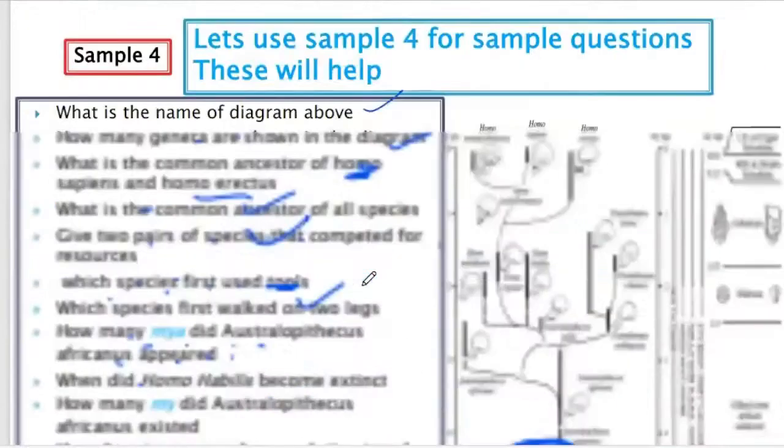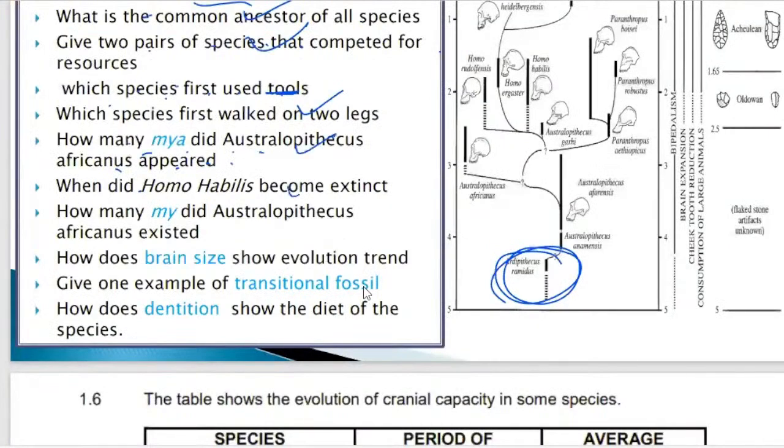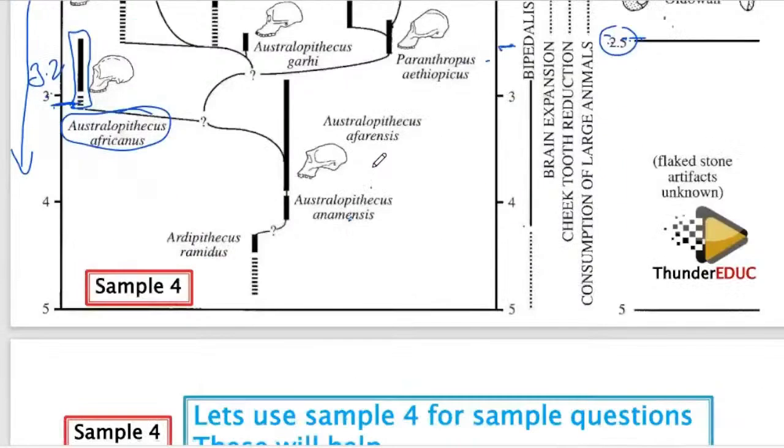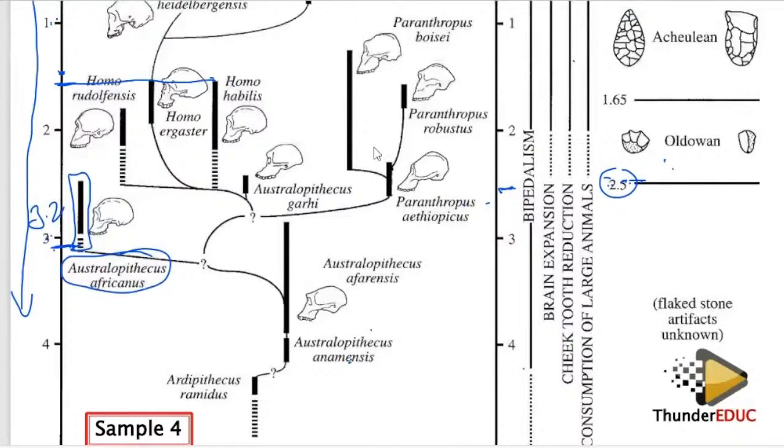Then they are saying, how many million years did Australopithecus africanus exist? Here now we don't say million years ago. You just tell us how many million years, because it's like asking you how old are you and you're telling me 20 years ago. No. Australopithecus africanus is here. So now I have to come where it started, maybe 3.2, and where it ended, maybe 2.5. So I'll say 3.2 minus 2.5, maybe it's going to become 0.7 million years. Not million years ago, because they're talking about how long it existed.